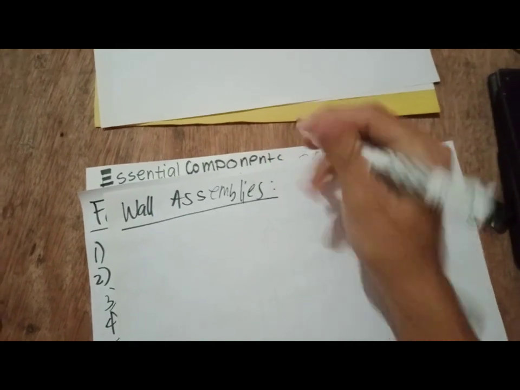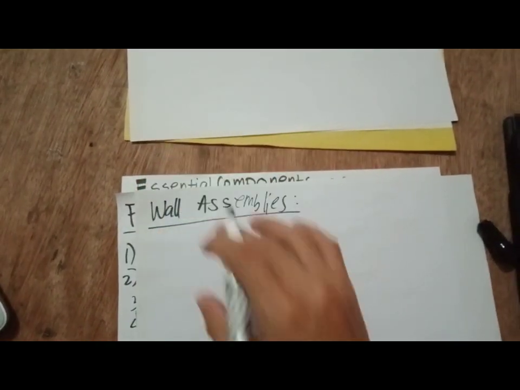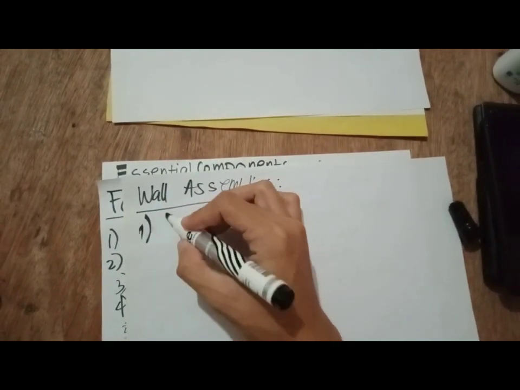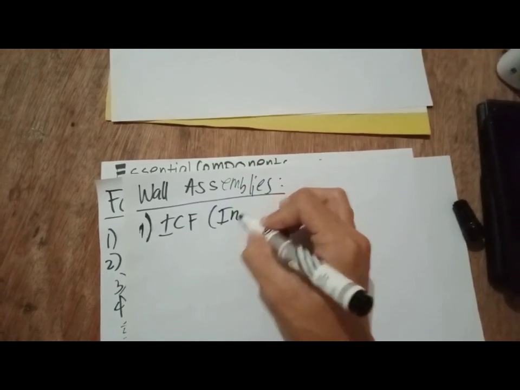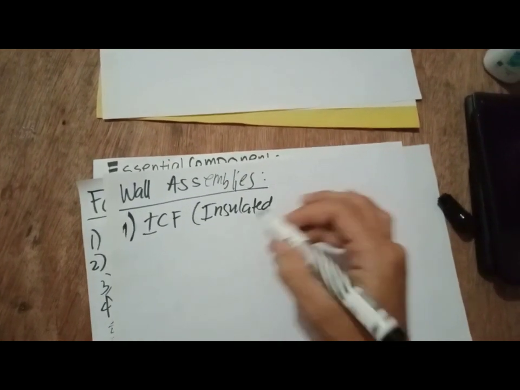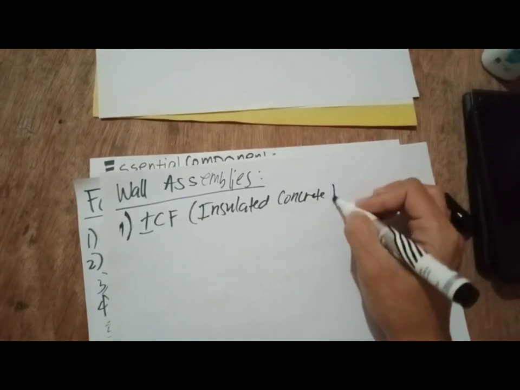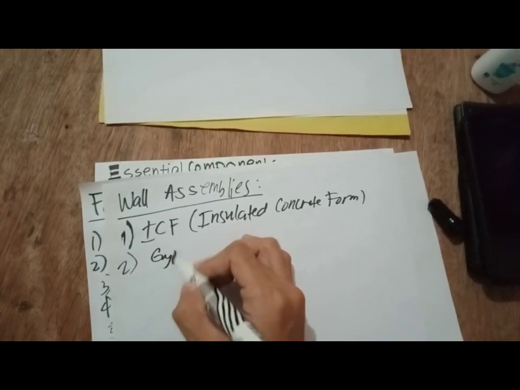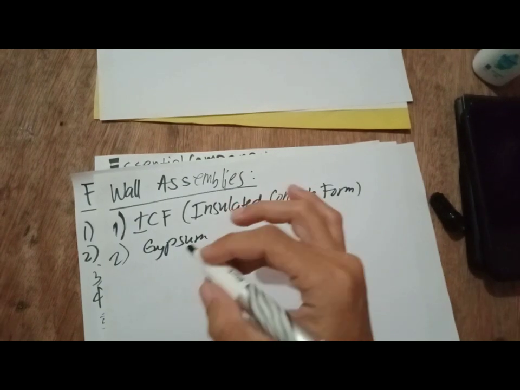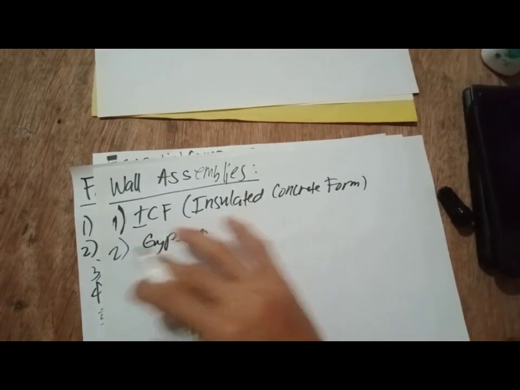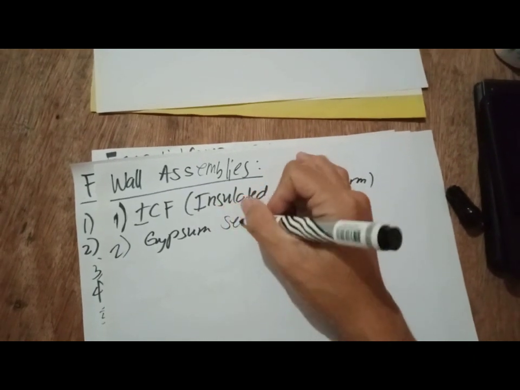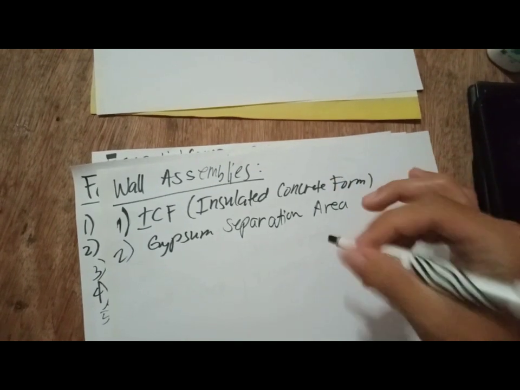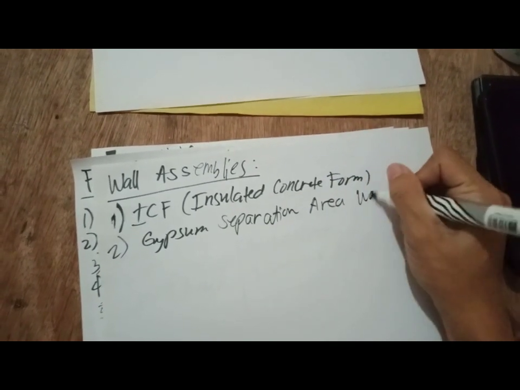So there are many materials used for the assembly of our wall, but I will list some common. We have this ICF, or the insulated concrete form. Number 2, we have also the gypsum. I will add the term of what kind of wall. So gypsum separation area wall.